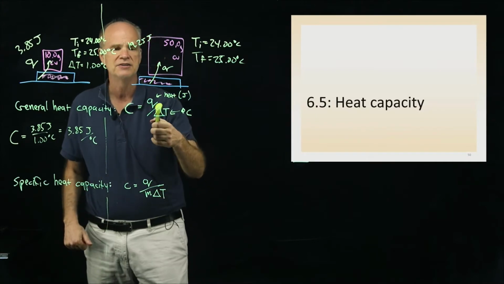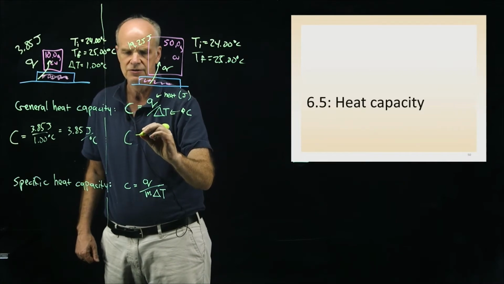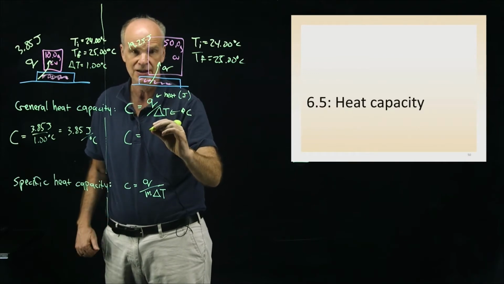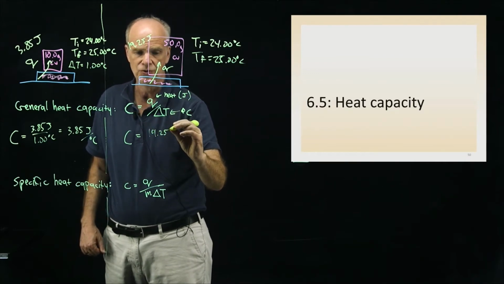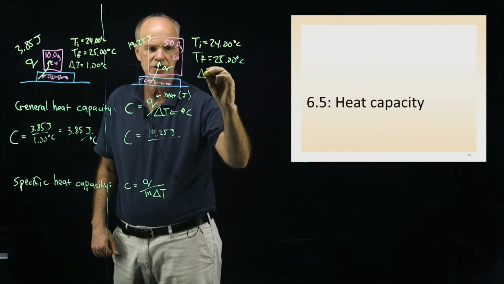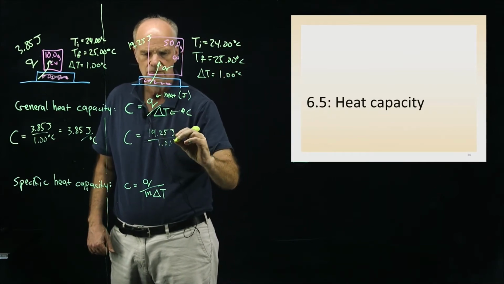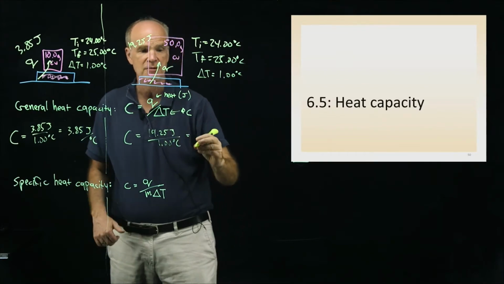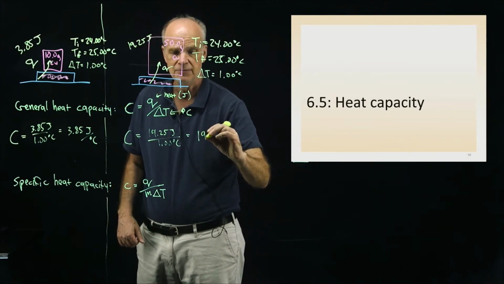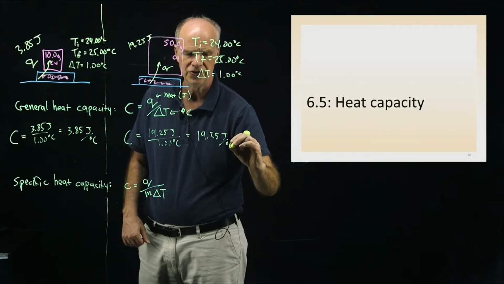Okay, so now let's calculate the general heat capacity for the large block. Here the general heat capacity is equal to the heat that entered the large block, which is more because it was more copper, 19.25 joules, divided by the temperature change, which was the same thing here, 1 degree Celsius. If you divide those two numbers, you see that the general heat capacity of the large block is 19.25 joules per degree Celsius.